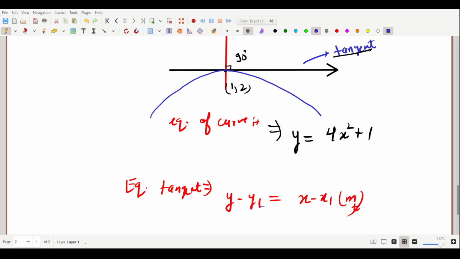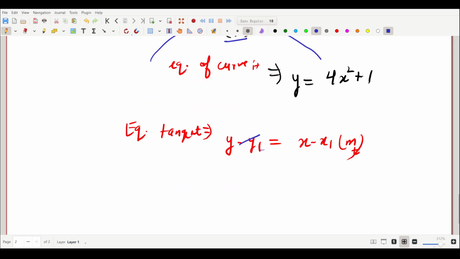x1 and y1 is any point lying on this line. Do we know any point of the line? Yeah, there are infinite points on this tangent line, but we only know a single point, 1 comma 2. So it is workable for us. We can just put this particular value in the question. So y1 value is 2, x1 value is 1. We still don't know what is the slope of tangent.